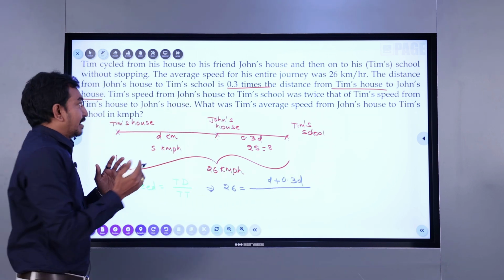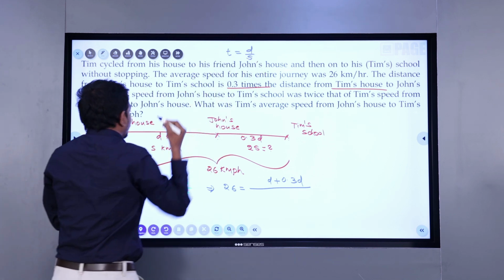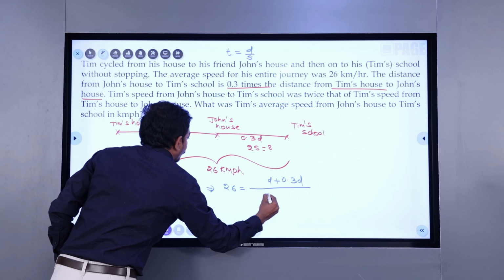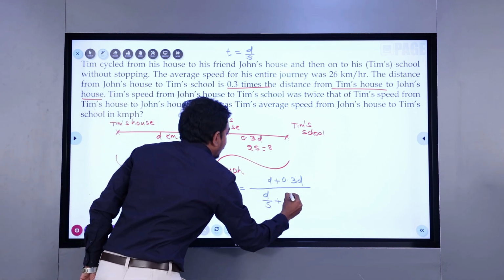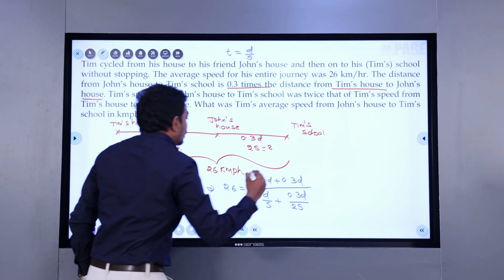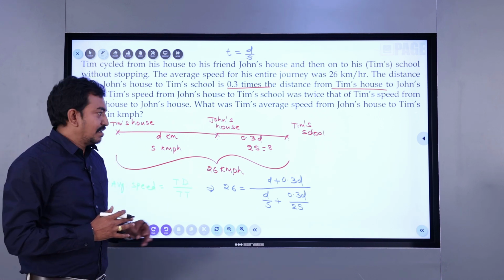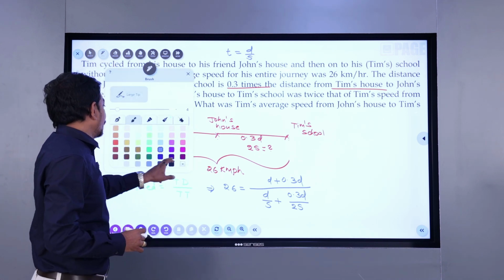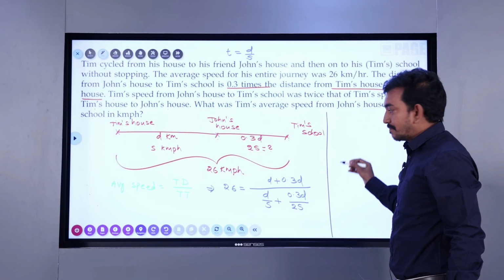Time taken is nothing but distance by speed. The distance is d. The speed is s. Here the distance is 0.3 into d and the speed is 2s. Now some of the students are finding such calculations tough. Let's try to decode it and make it simple. How do you work out the calculations part? So let us write it down here.